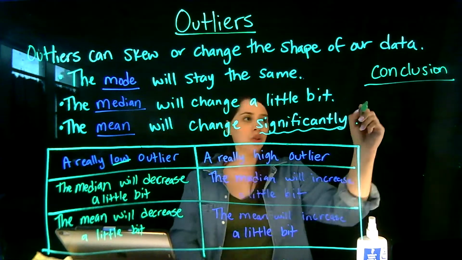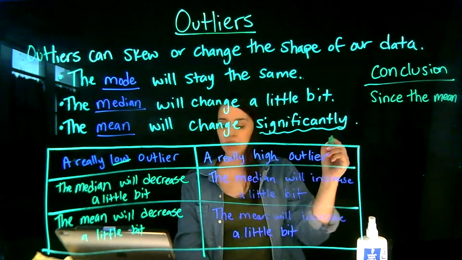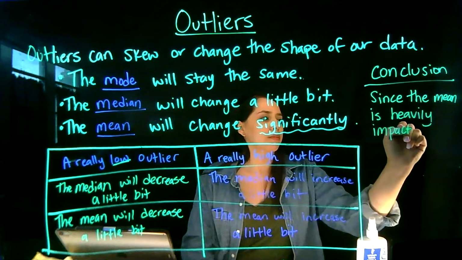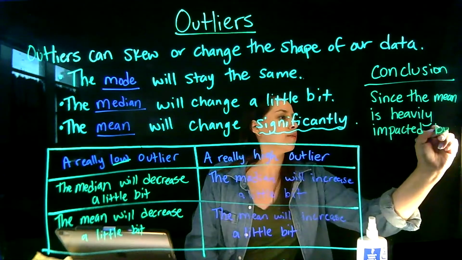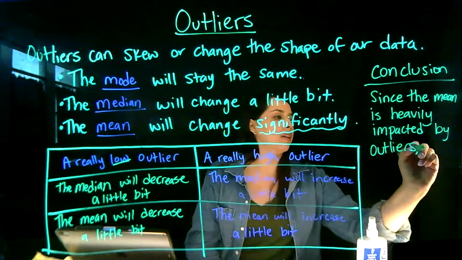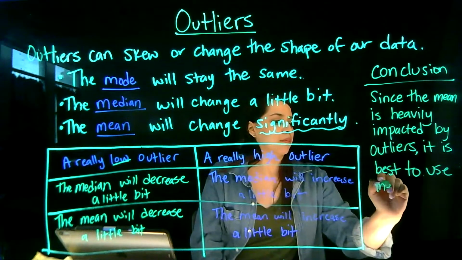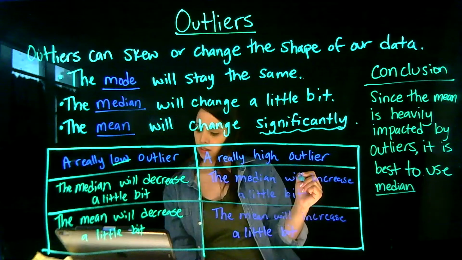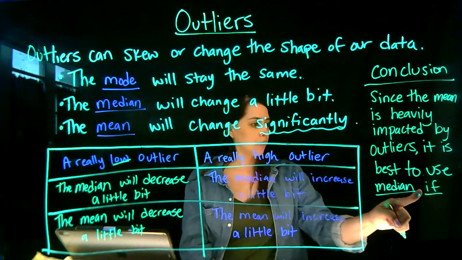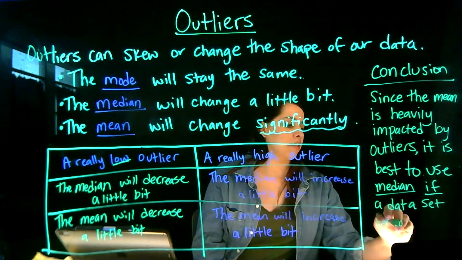So we're just going to write that into words. Since the mean is heavily impacted by outliers, it is best to use the median if a data set has outliers.